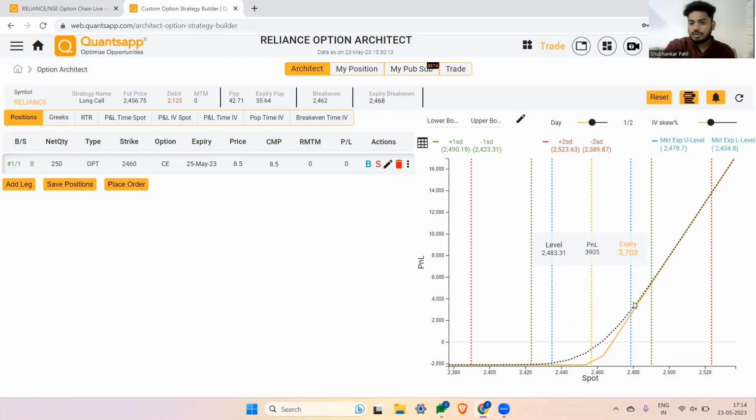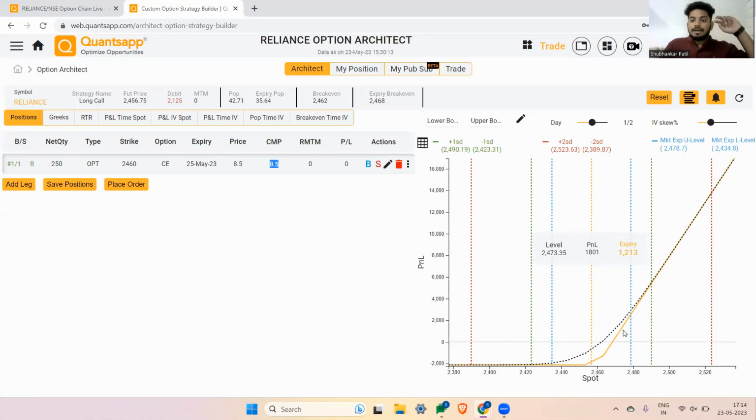If Reliance moves positive, I will end up making profit. If it moves negative, I will end up losing money. Over here, my maximum loss is the entire option premium that I have paid. So 8.5 into the lot size of Reliance, which is 250. That is my maximum loss in this scenario. So how much is the maximum loss? It's 2125.